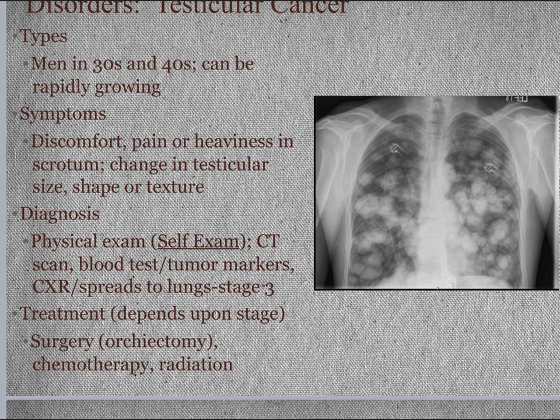Look at the x-ray to the right. All these tumors in the lungs. Testicular cancer spreads quite quickly to the lungs, which can lead us to stage 3 cancer. Treatment depends on the stage. If left to grow quickly and unimpeded, the prognosis is not that great. But if caught early enough, we can use surgery, or orchiectomy, which is to remove the testes, chemotherapy, or radiation.